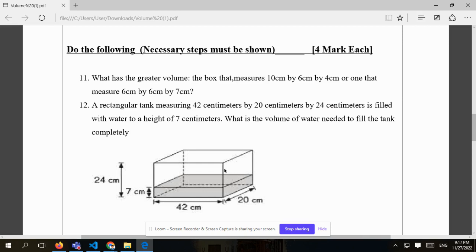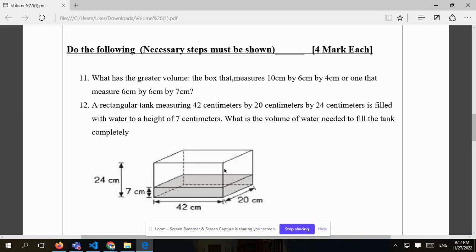What is the volume of the tank? 42, 20, 24. Equal to 42 multiplied by 20 multiplied by 24. 42 into 20, how much? 40 into 20 is 800, and 2 into 20 is 40, so 840. So that becomes 840 multiplied by 24. This cannot be solved with mental math, so you have to do it the normal way.